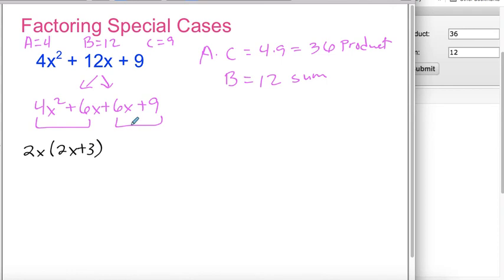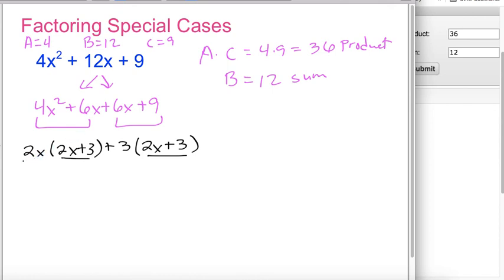Second binomial set, 6x and 9, GCF is going to be a 3. That's the most you can take out of a 6 and a 9. So taking out a 3, and it's positive because it was a positive 6 there in front of the x, is going to leave you with 2, if I could divide correctly. So 6x divided by 3 leaves you with 2x, and then 9 divided by 3 leaves you with 3. Those binomials match. We're in good shape.